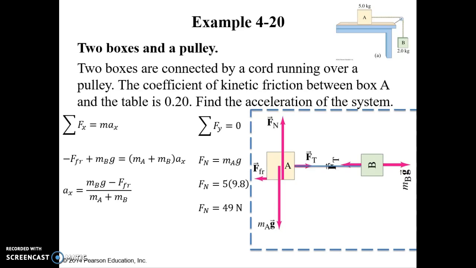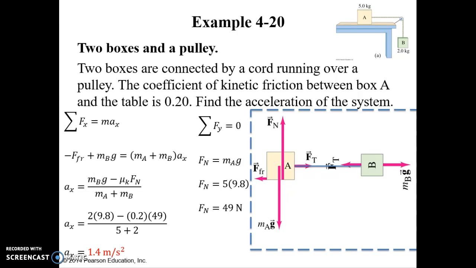Next, solve for the acceleration of the whole system. Make the substitution in for friction, which is the coefficient of kinetic friction times the normal force. Plug and chug to get an acceleration of 1.4 meters per second squared for the whole system moving.